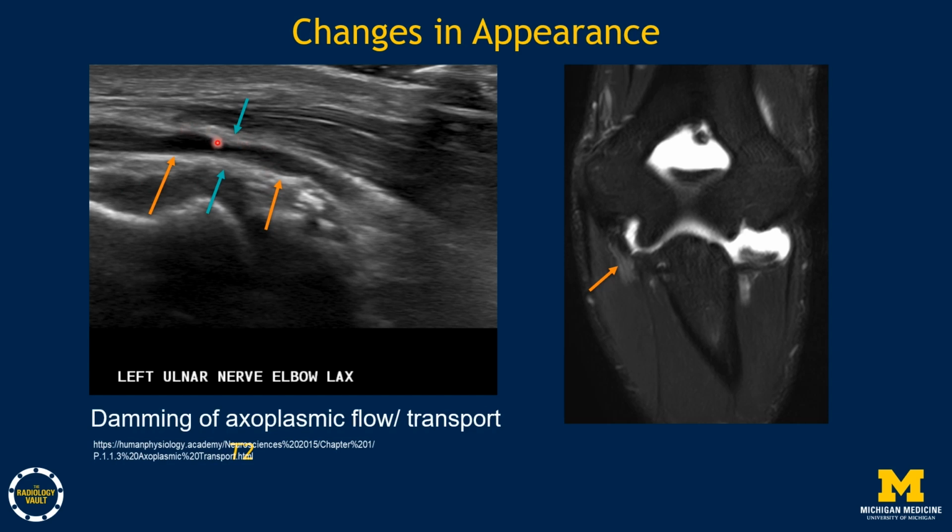The hypoechoic swelling on both sides of this area of constriction is thought to be due to damming of axoplasmic flow or axoplasmic transport causing this appearance.